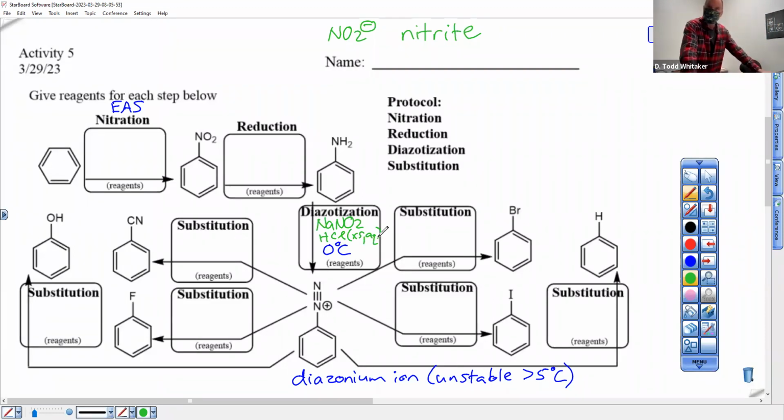And that mechanism is fun. It reminds me of the Wolff-Kishner a lot. Remember the Wolff-Kishner? You're going to see some similarities there, except Wolff-Kishner's in base and this one's in acid.